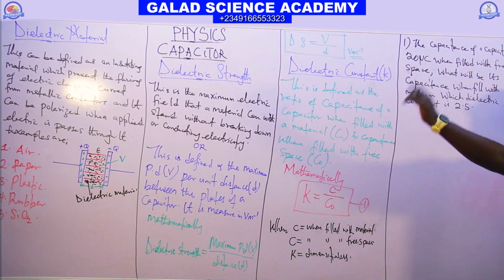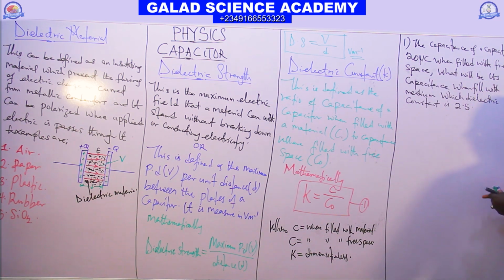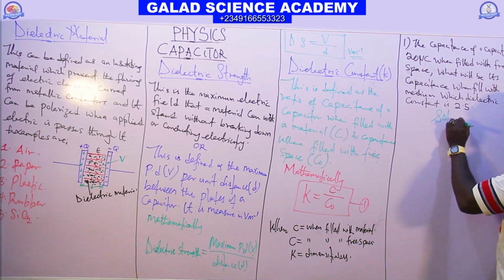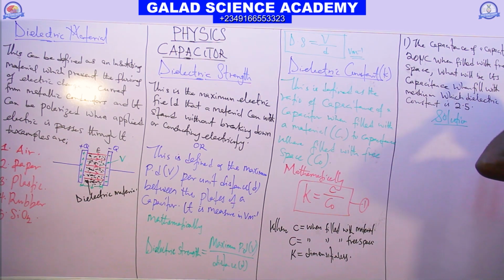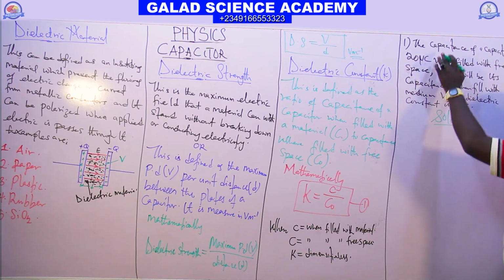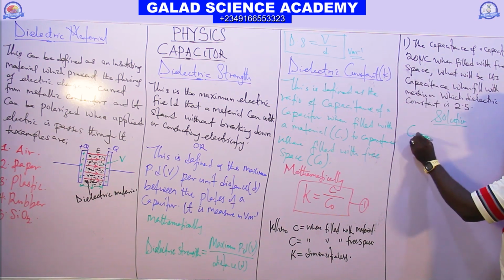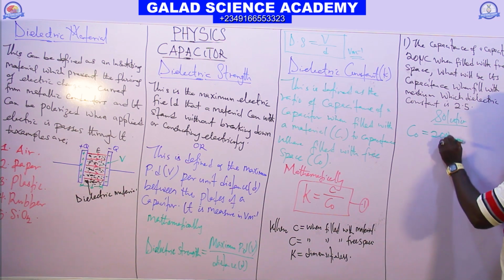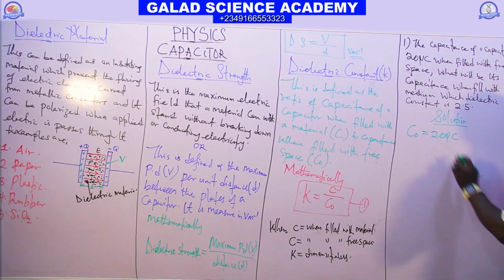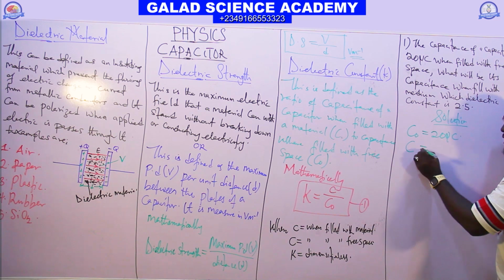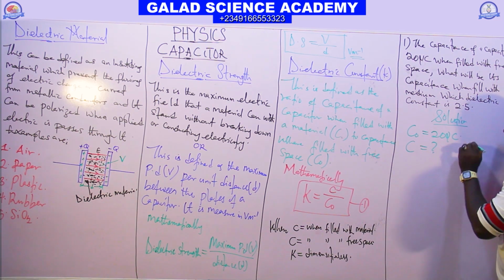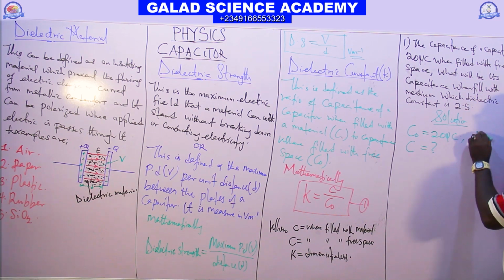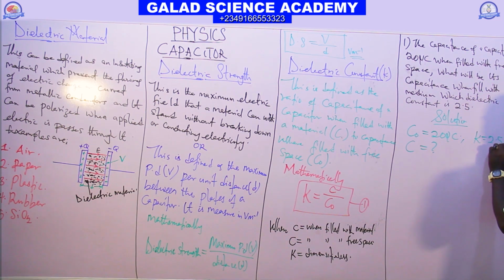Good. So if you are given this kind of question, how are you going to solve it? Solution. Don't forget, the capacitance when filled with free space is C naught, which is 20 microcoulomb. What will be the C in the medium? The dielectric constant K is given as 2.5.